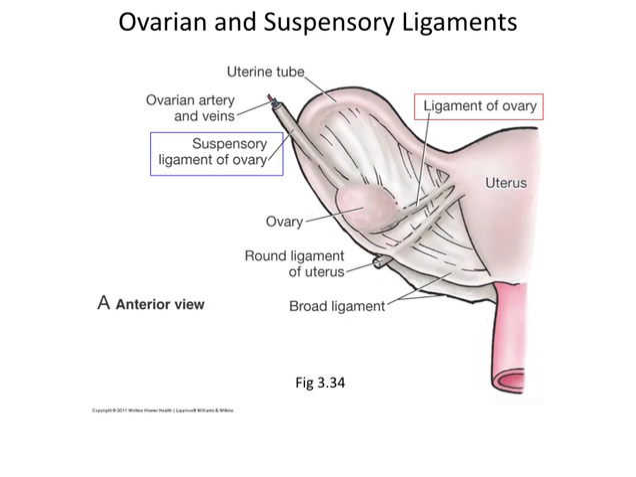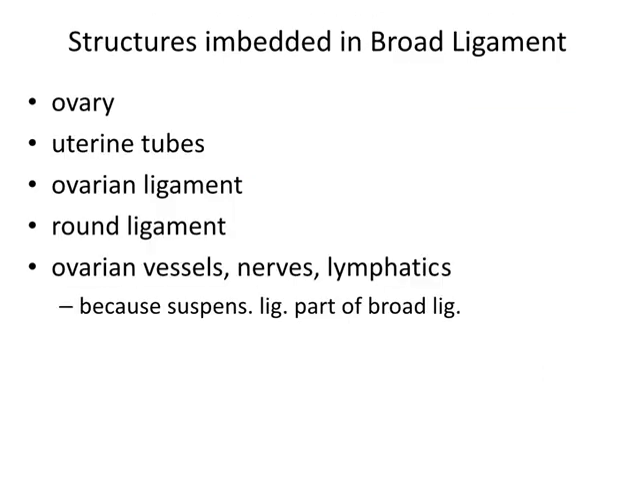All right, so you can see the broad ligament nicely in this diagram, and you can see that the round ligament, the ovarian ligament, the ovary, the suspensory ligament of the ovary, and the uterine tube are all embedded within that broad ligament. All right, so that's just a quick overview of these different ligaments and the structures associated with them.